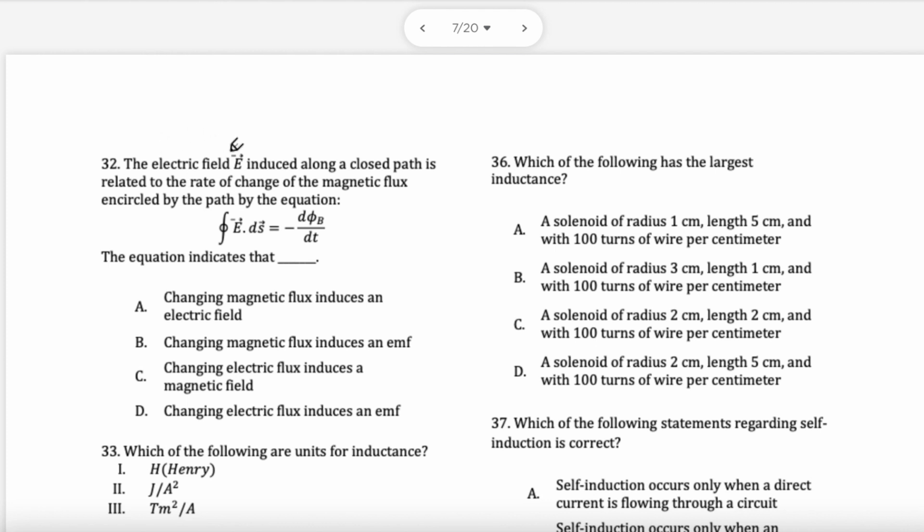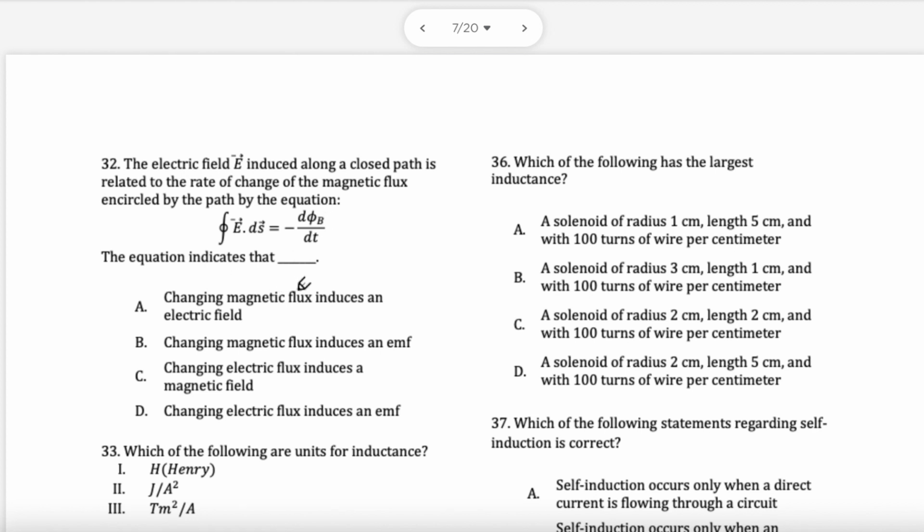Right, what is this? The electric field along a closed path is related to the change of the magnetic flux by this equation. This tells us what? All right, so we have E. That's electric field, not B, magnetic field. It's E, electric field. E ds equals negative d flux B, magnetic flux, not E, not electric flux, magnetic flux over time.